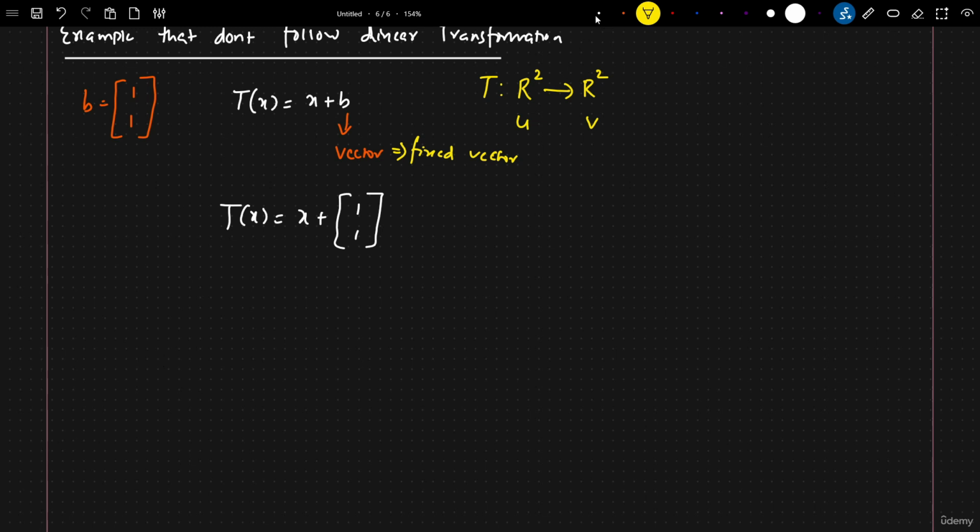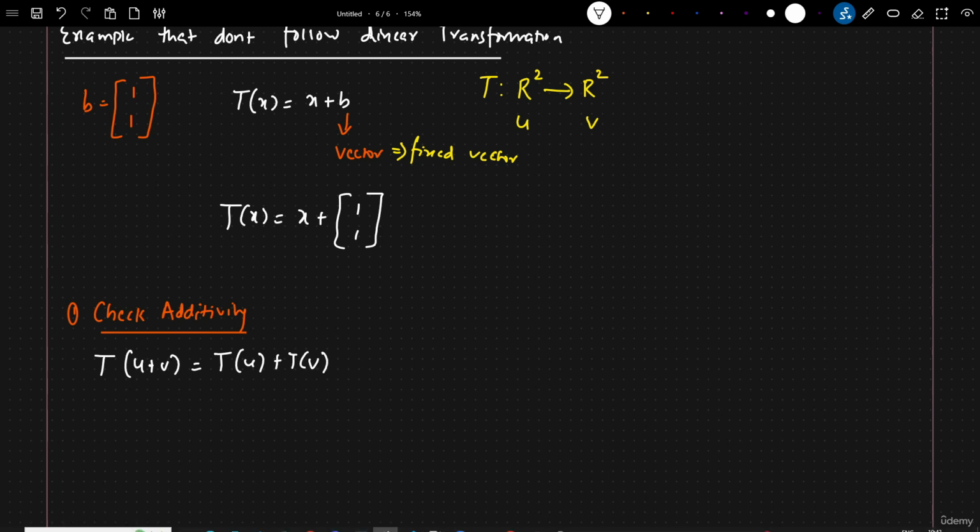Okay. Now, first of all, for this problem statement, we will go ahead and check additivity. Additivity. Okay. Now in additivity, again, if I want to understand whether this transformation follows a linear transformation or not, this is the rule that I will follow. I'm going to check whether the transformation satisfies this property, right? Now let's consider over here my vector u.